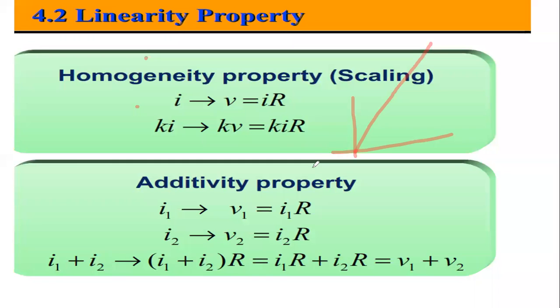There are two properties in the linearity property: homogeneity and additivity. Additivity is also called the superposition theorem. If the input is I, then the output is V. If the input is KI, then the output will become KIR.